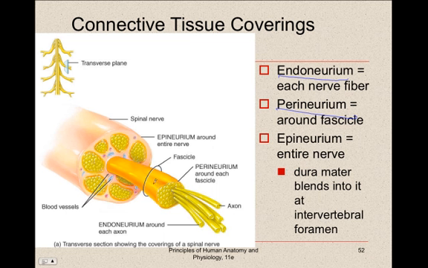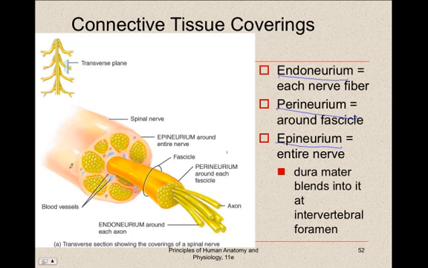And then the connective tissue that's going to surround and hold together all of these fascicles is called the epineurium. The epineurium will go around the entire nerve. So this is nice because it's just like the muscle, except instead of endomysium, perimysium, and epimysium, you have endoneurium, perineurium, and epineurium. And then the dura mater will kind of blend into this outer layer of the epineurium.